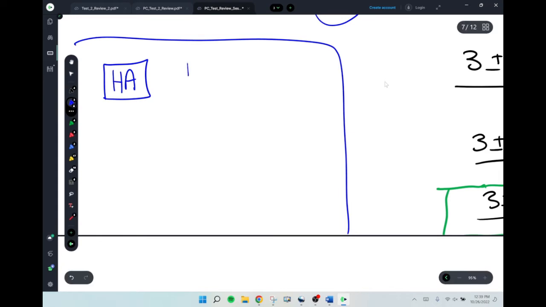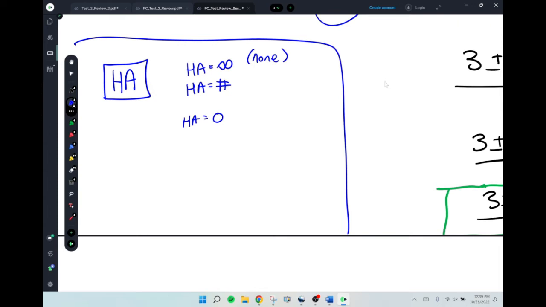There's 3 things it can be. The horizontal asymptote can be infinity in our brain. Not a number. That is not a point on a graph. That is an asymptote. Or you could think of that as none. There is no horizontal asymptote. The horizontal asymptote can be a number, or the horizontal asymptote can be 0. There's only 3 things it can be.